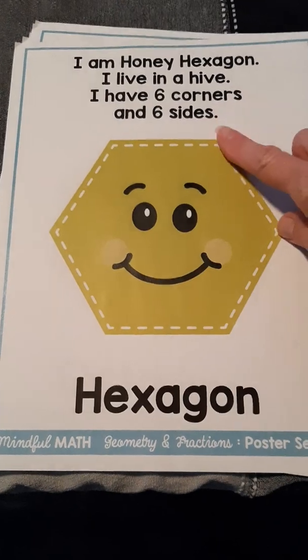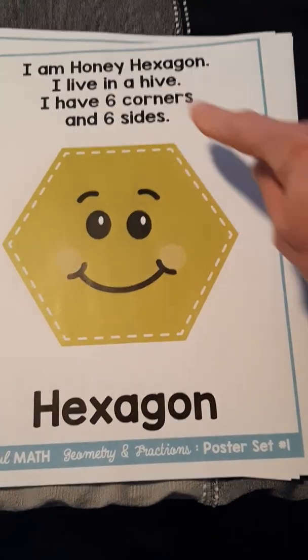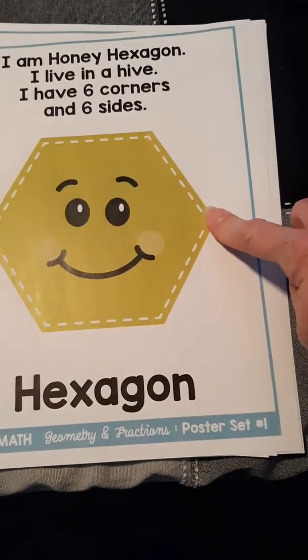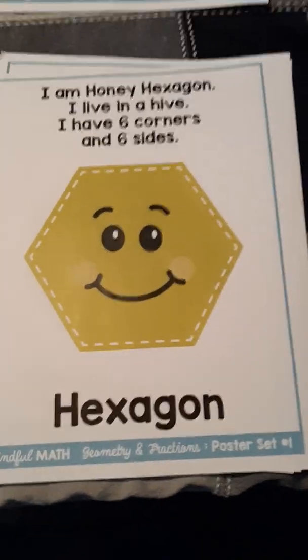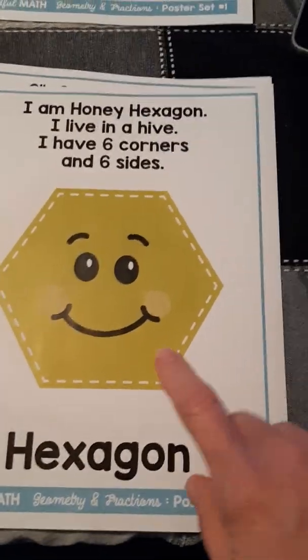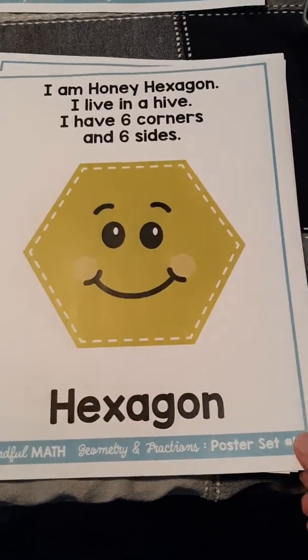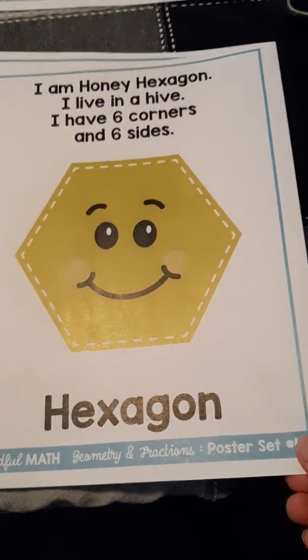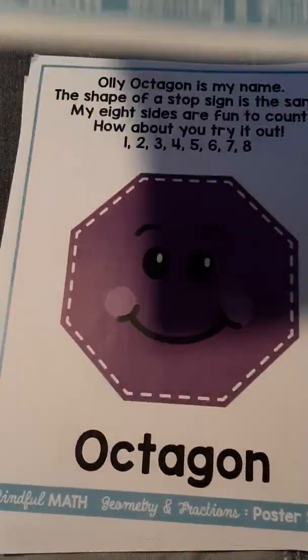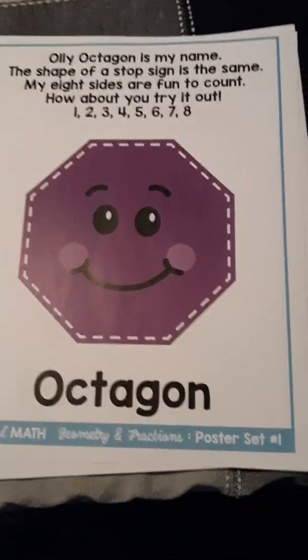So a side on a two-dimensional shape is the distance between the corners. So this is the side, and so on, like I showed you. Okay? And the reason that it says I live in a hive is because the honeycombs that bees build are shaped like hexagons, the honeycomb cells.